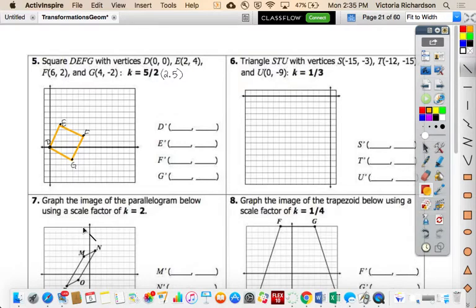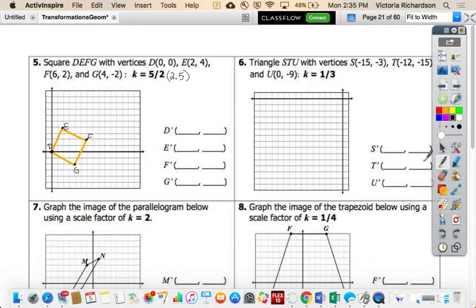Now I'm going to multiply every point by 2.5. So when I multiply 0 and 0 by 2.5, that doesn't change. It's still 0, 0. When you multiply 2 times 2.5, you get 5, and 4 times 2.5 is 10. 6 times 2.5 is 15, and 2 times 2.5 is 5. 4 times 2.5 is 10, and negative 2 times 2.5 is negative 5.